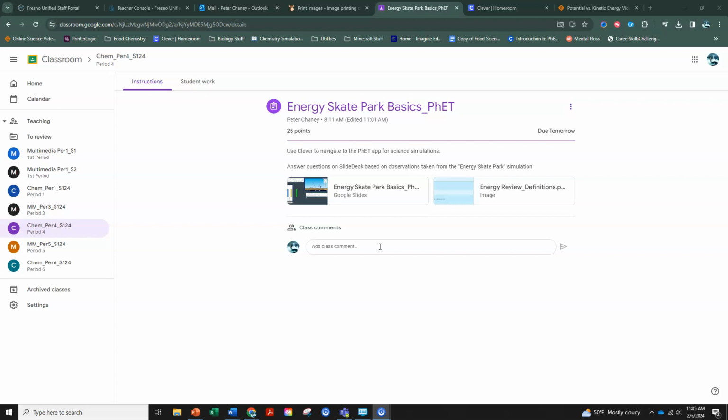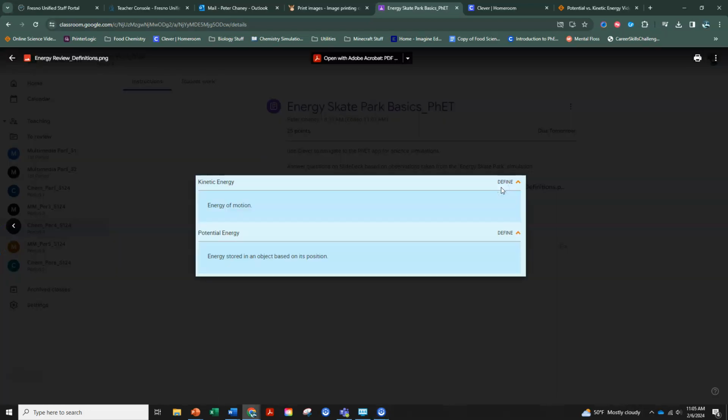This one has to do with the Energy Skate Park basics on the PhET lab. And this is a continuation of our lesson on the types of energy that we've been talking about, both potential energy and kinetic energy. So our definitions for those: kinetic energy, energy of motion, and potential energy was the energy stored in an object based on its position.